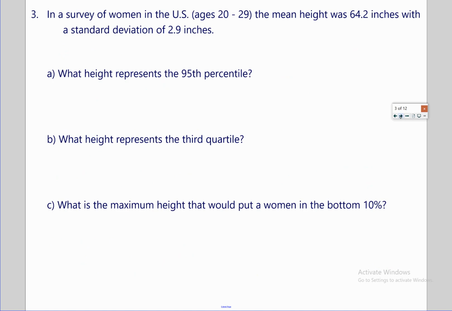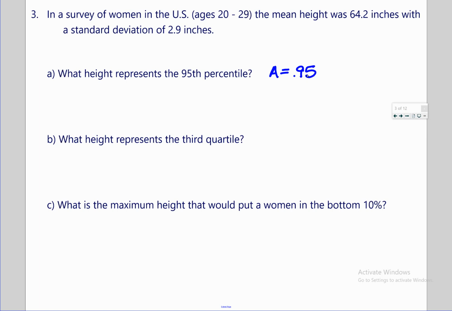In a survey of women in the U.S. ages 20 to 29, the mean height was 64.2 inches with a standard deviation of 2.9 inches. What height represents the 95th percentile? Okay, so this one's working backwards a little bit. 95th percentile means we have an area of 0.95. So we're going to work backwards and find the z-score that goes along with that. The formula we're going to be using for this one is actually written in there because it didn't print well when I did it originally. It says on your gold sheet, transforming a z-score into an x value.